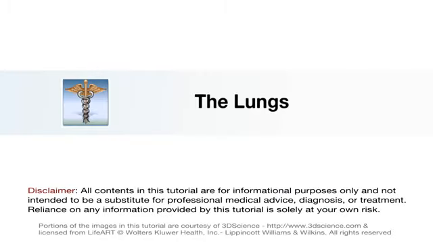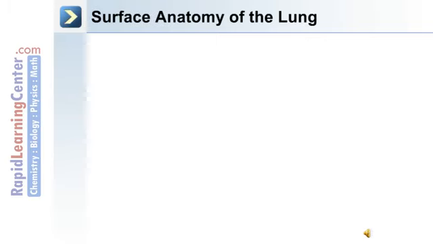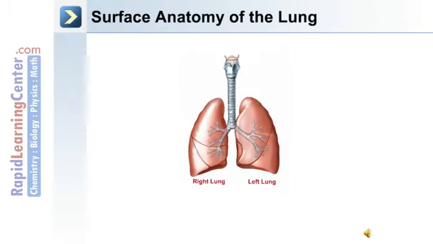Now let's move on to discuss the lungs, including the different lobes of the lung, the alveoli, and respiratory mechanics. Let's use this image to describe the anatomy of the lungs.